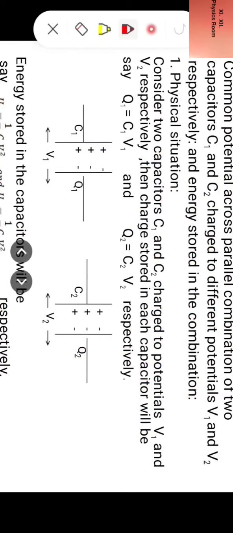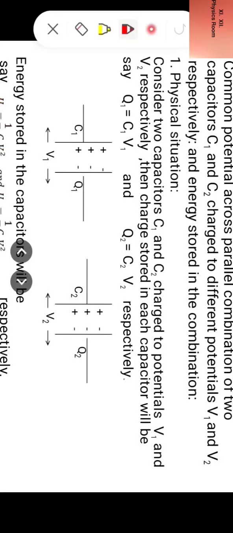Continuing with the topic of electrical capacitance. Today we come to the ninth part of this topic: common potential across parallel combination of two capacitors C1 and C2 charged to different potentials V1 and V2 respectively, and energy stored in the combination.